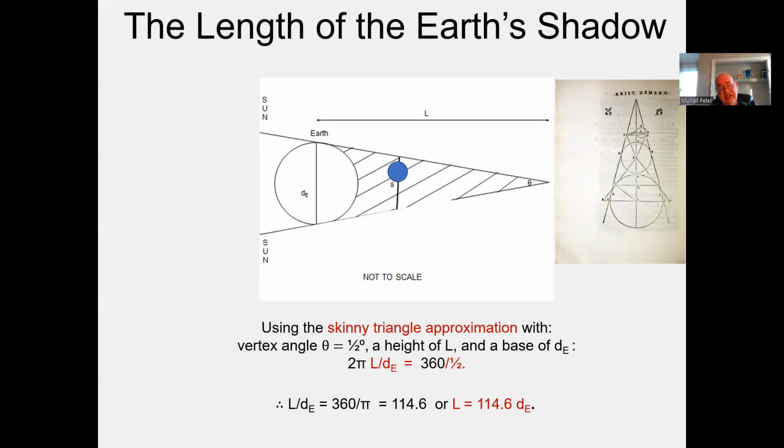Yeah, the length of the shadow is very long. It is very long out in space. It's 114 times the distance of the Earth. And this is an example of what he's looking for. He's looking to get all of his unknowns like this, where all the unknowns should be multiples of D sub E. This one comes right out of the analysis of the skinny triangle approximation.